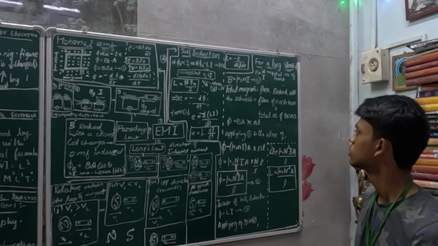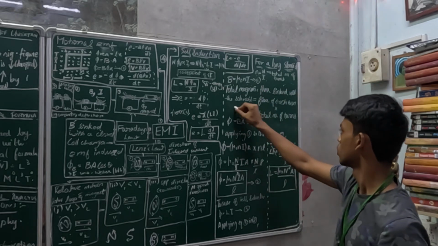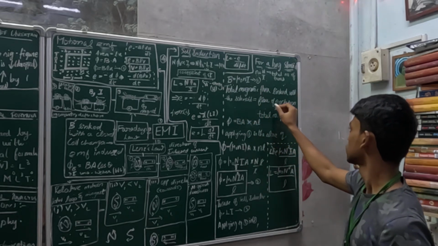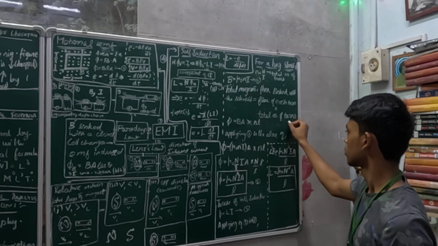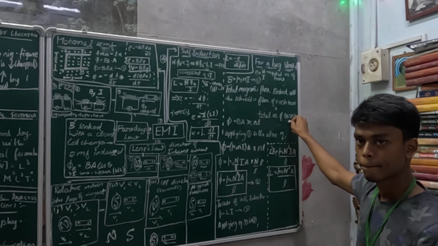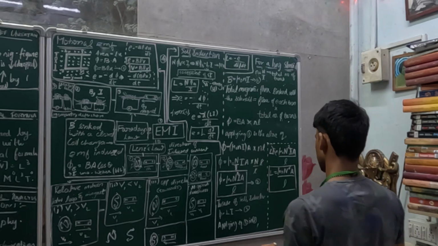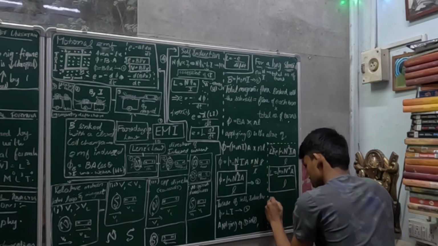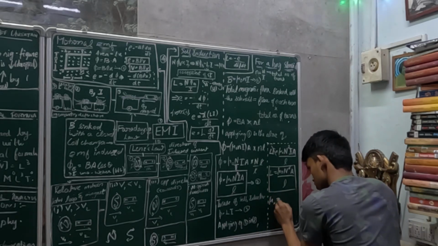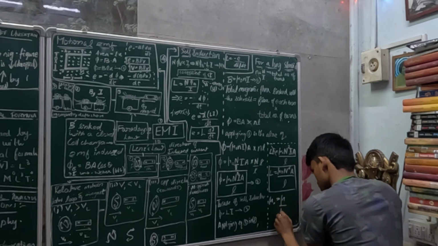To find the total magnetic flux linked to the solenoid, it is equal to the flux of each turn into the total number of turns. Sometimes mu is replaced by mu naught into mu r also. You can mention here mu r is equal to mu divided by mu naught. Do you understand this?